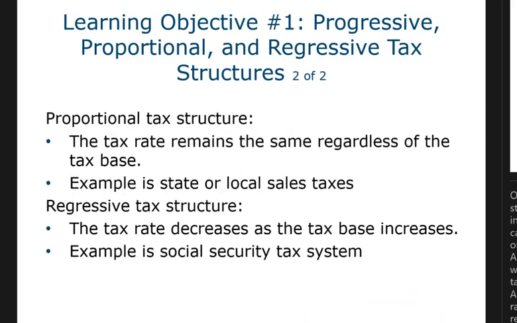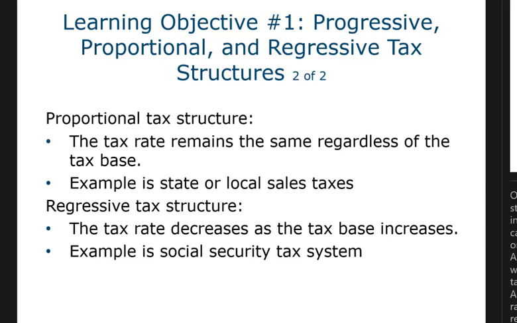Proportional is the same no matter what your income is; you pay the same percentage. You might hear this referred to as a flat tax. Many states have a flat income tax. For example, in Pennsylvania, we have a flat income tax, meaning it's the same rate for everyone. Sales taxes are usually the same rate for anyone, regardless of whether you buy a large amount or a small amount. It's the same percentage.